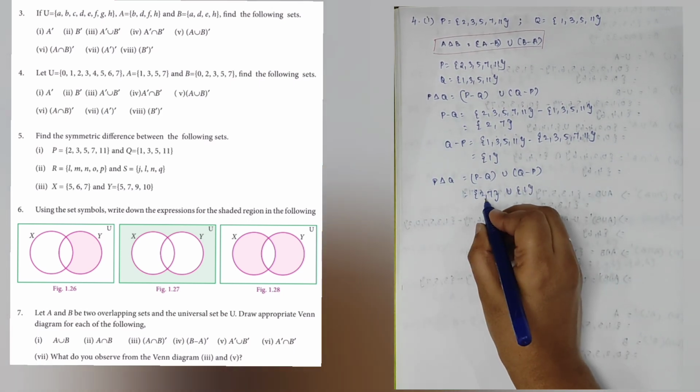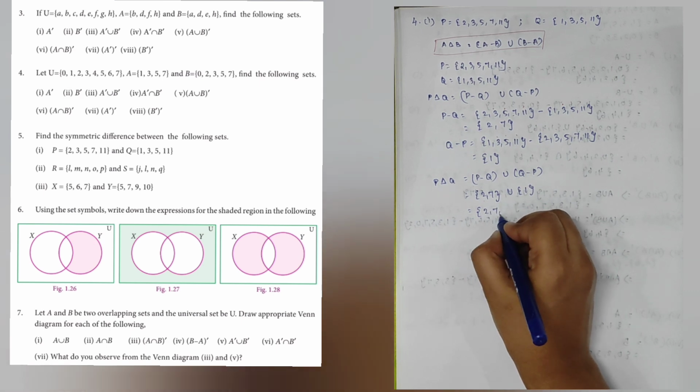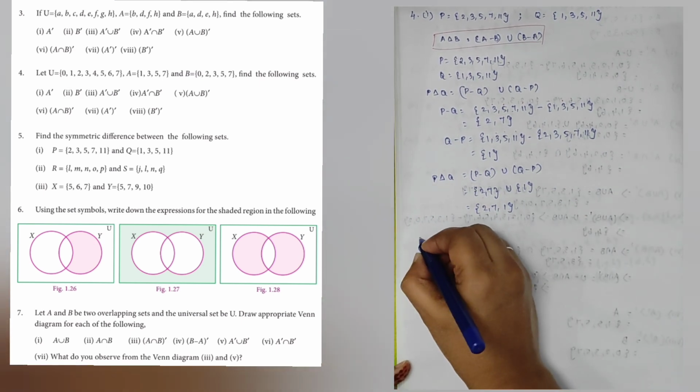So union in the sense you have to combine both the sets. So the answer is 2, 7, 1. Similarly do it for the second question.